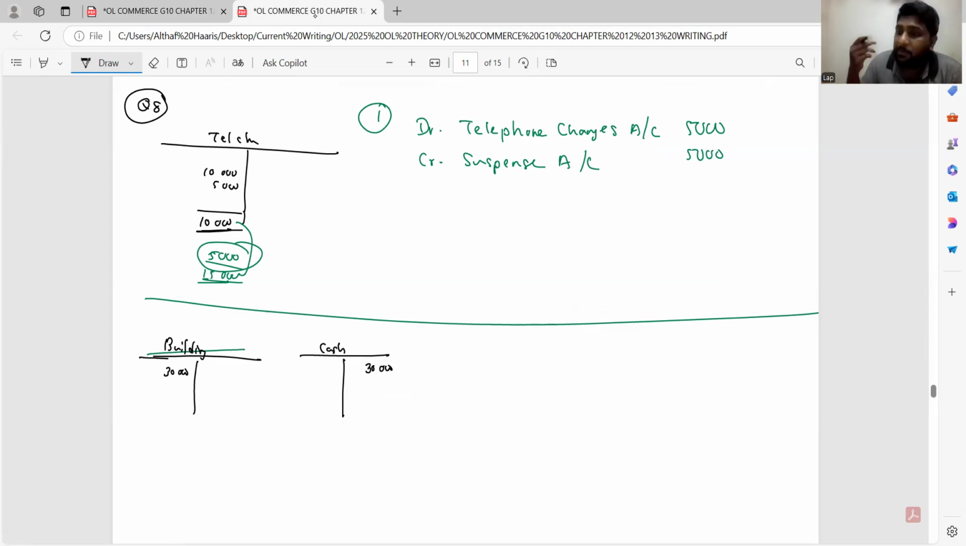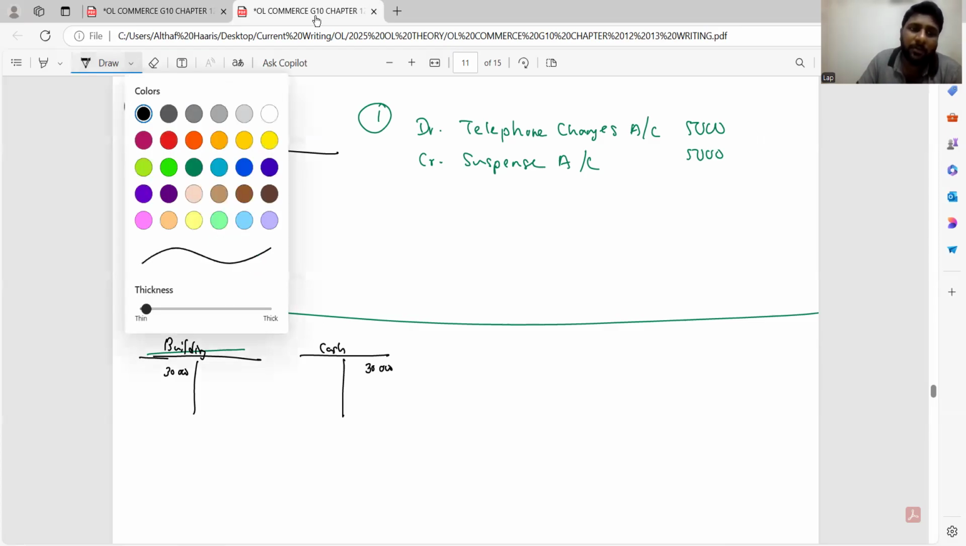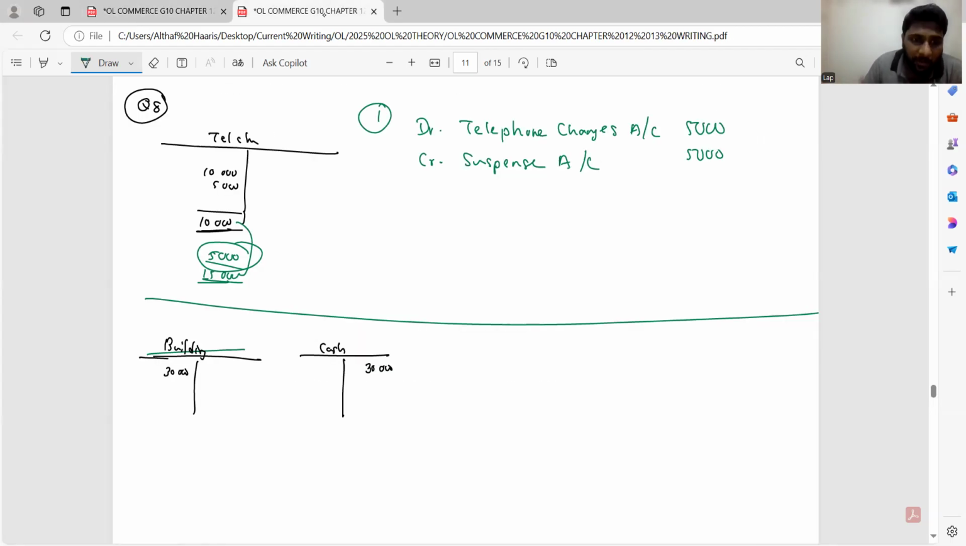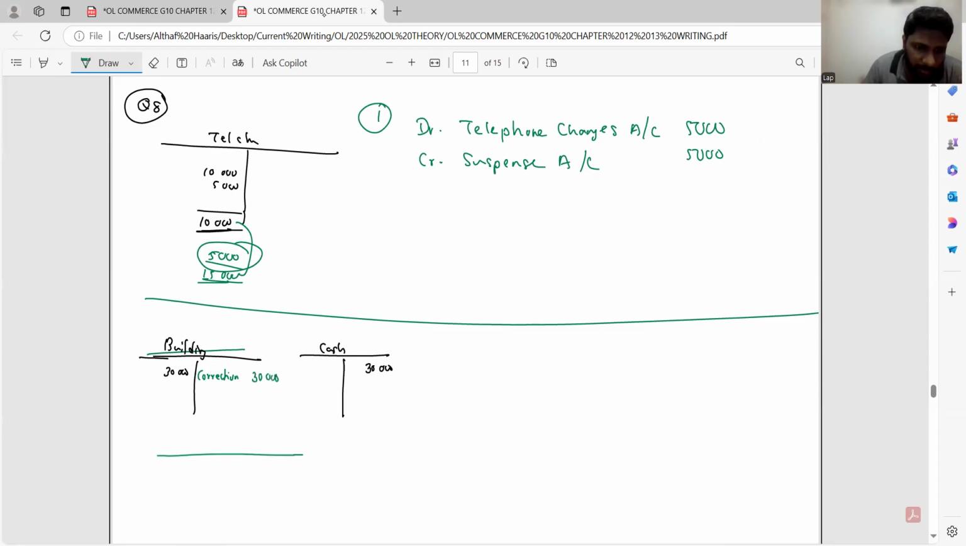So the building repair should go to the building repair expense account, not to the building account. Here they are clearly stating it's a building repair expense. Building repair expense should go to the building repair expense account, not the building account. So remove it from the building account. Correction. Remove from the building account and put it to the building repair expense account.